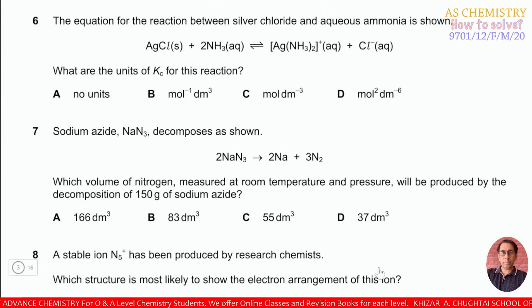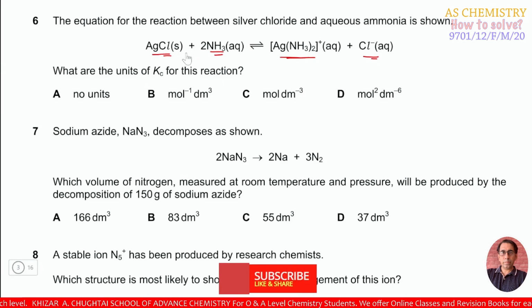Question number 6. The equation for the reaction between silver chloride and aqueous ammonia is shown here. Silver chloride and ammonia react to form a diammine silver complex, and Cl negative ion formation takes place. What are the units for the Kc for this reaction?